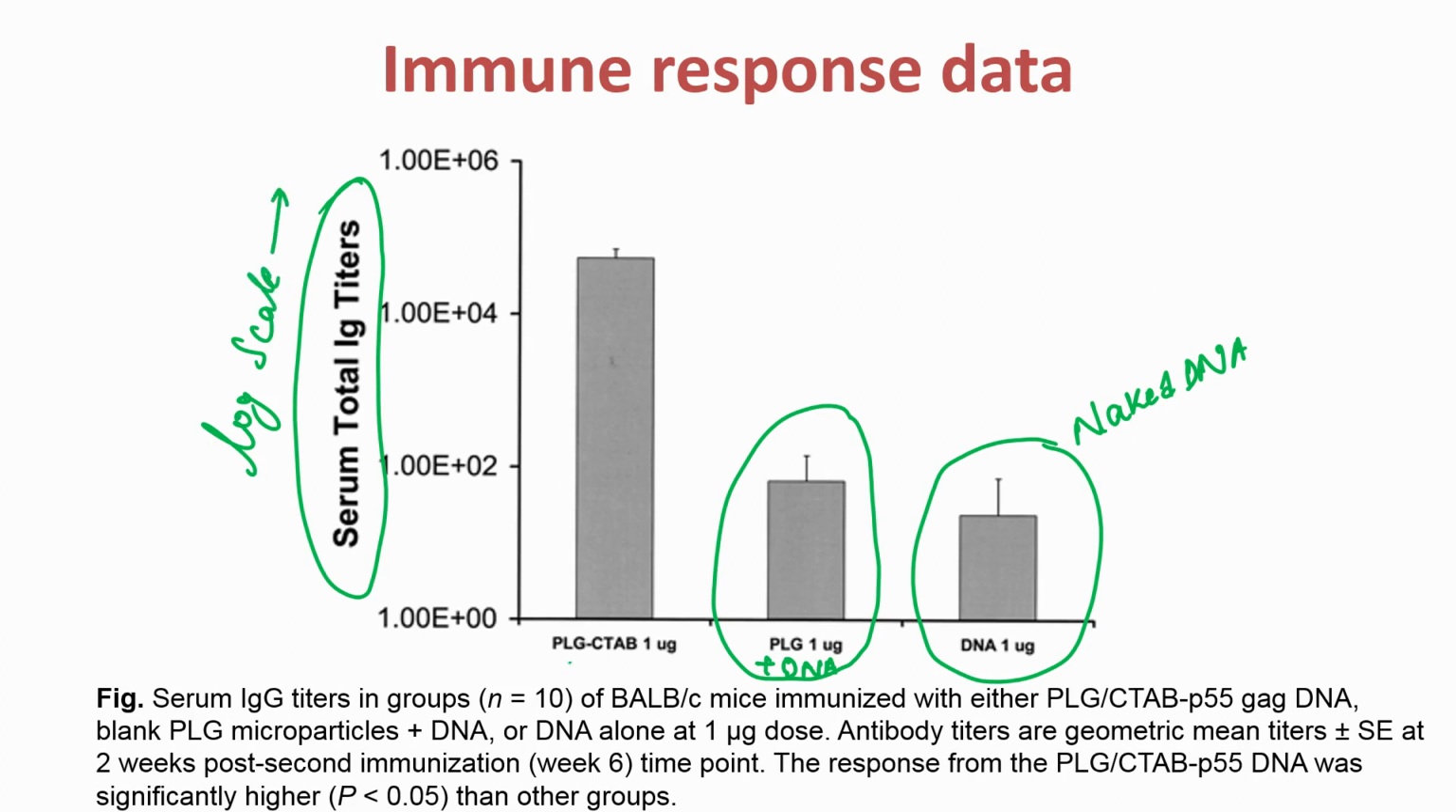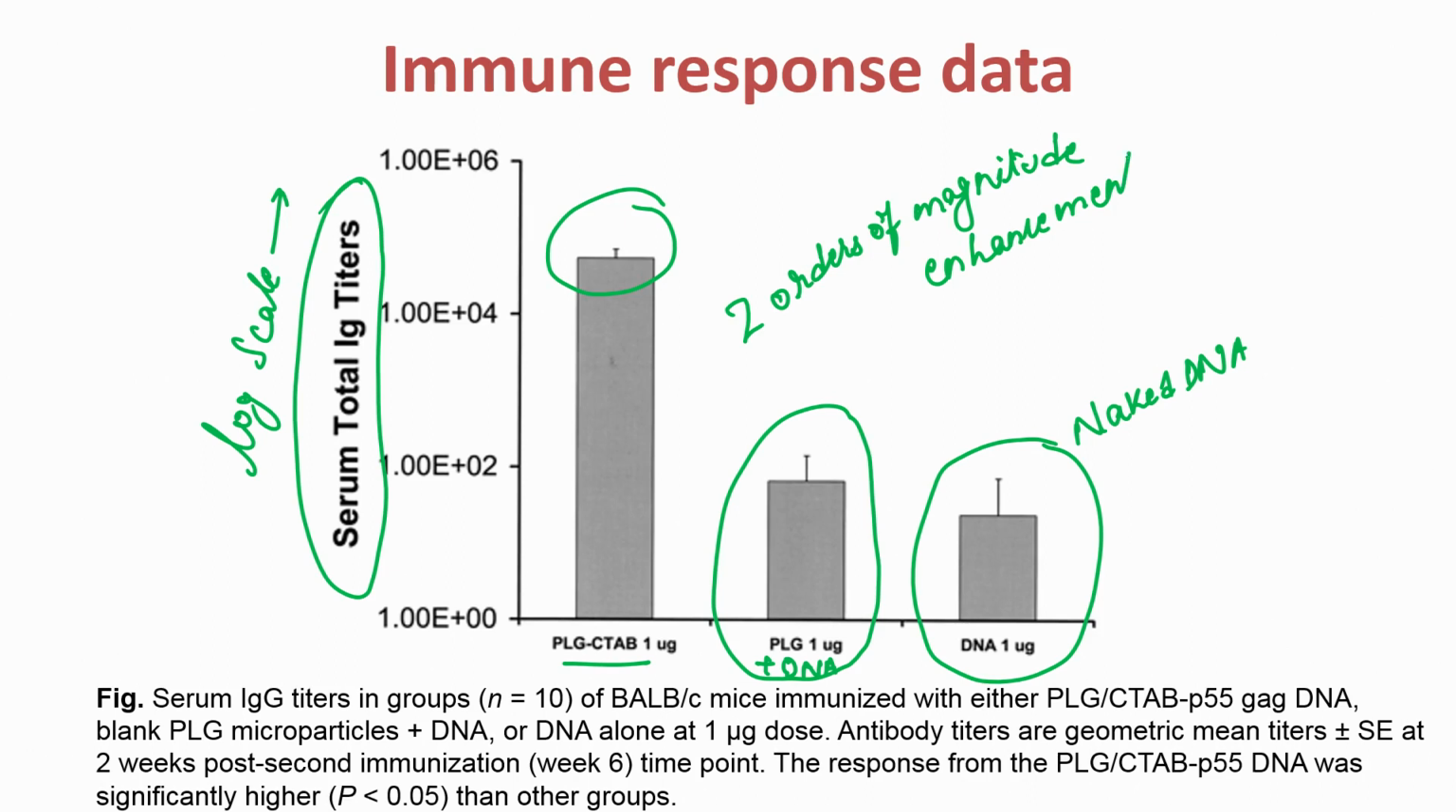If you put this cationic surfactant and then load, you can load a lot more DNA, and you can see it also results in almost 2 orders of magnitude enhancement in your antibody. So, that is what is more desirable at that point. This is for the same amount of DNA that was given, which is 1 microgram. So, this is how you can use it through particles as well.